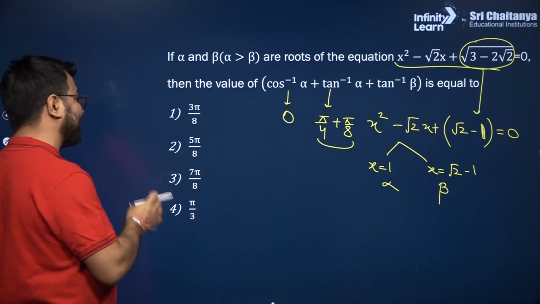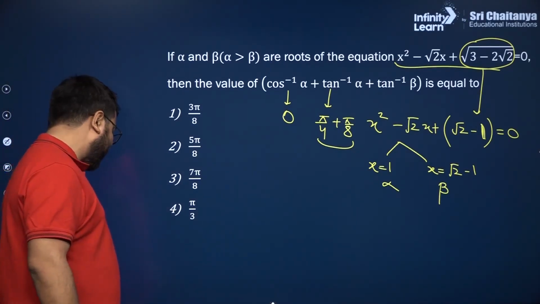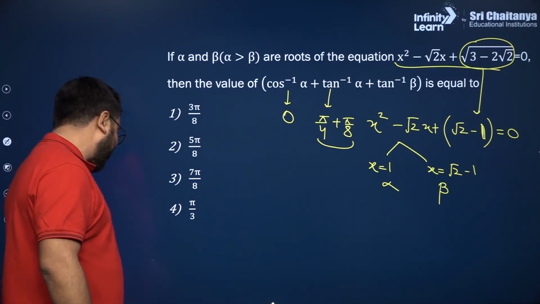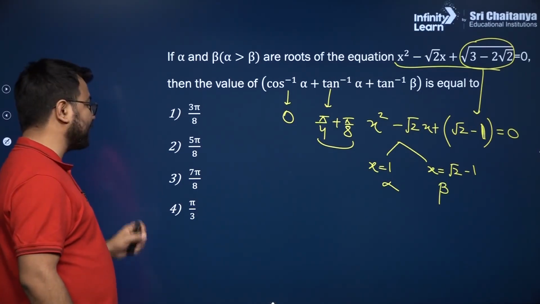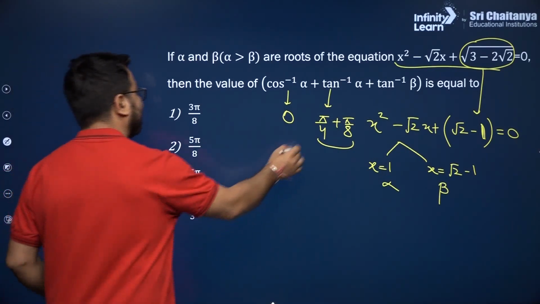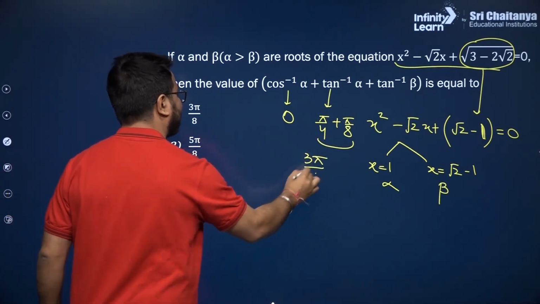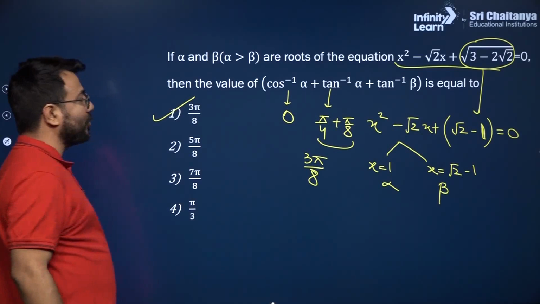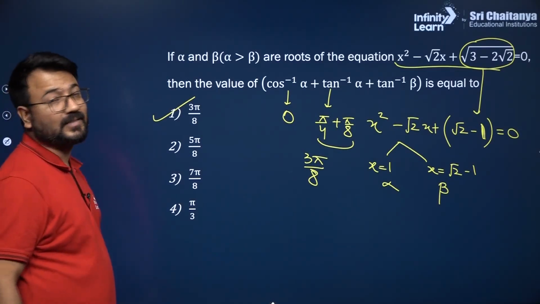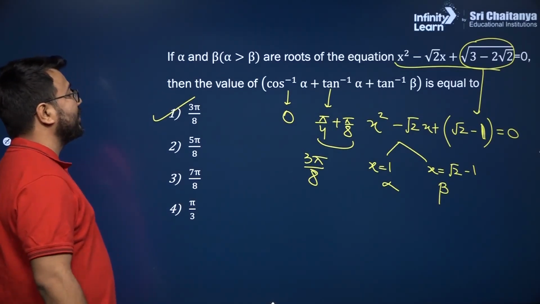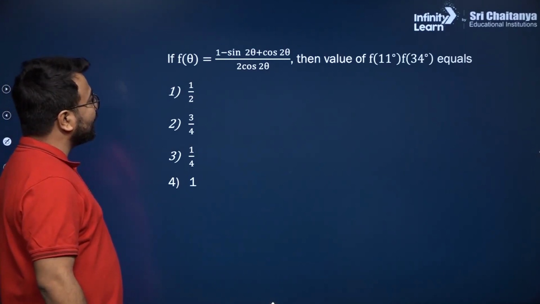Can you please help me with that? Is it 3 pi by 8 or is it 4 pi by 8? Yes. If I try to add this, I will be able to get 3 pi by 8, and it is given to us in option A, so that is why option A will be the final answer. I hope you are able to understand this particular illustration. Okay. We are moving ahead to the next one.